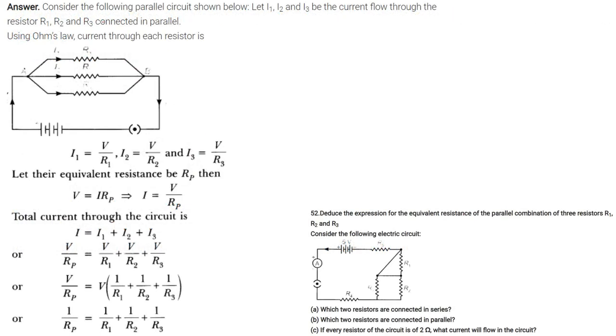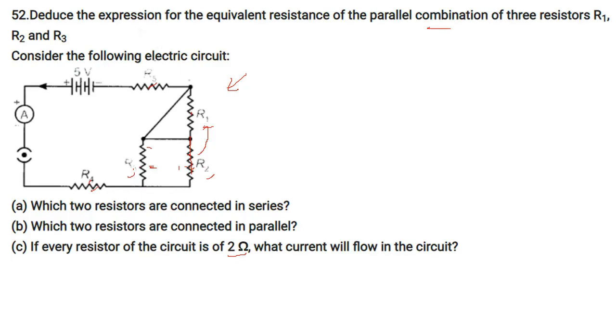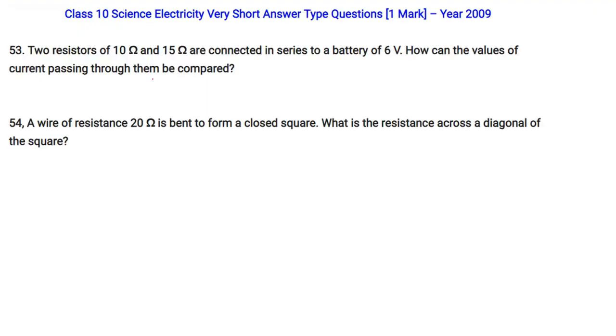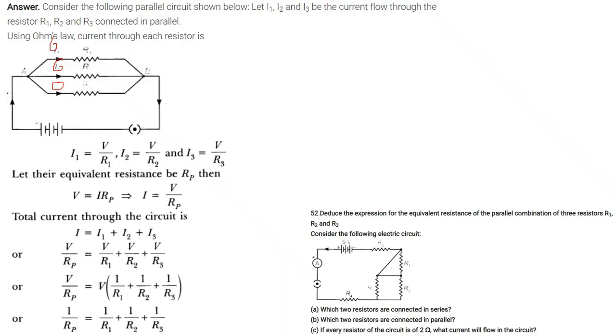We consider the following circuit like this. Let we have I1, I2 and I3 as the currents which are passing. So first, before going to this part of the question, we have to deduce the expression for the equivalent resistance of parallel combination. So first we'll try to solve this. These three are in parallel, R1, R2, R3. So we'll try to find out the equivalent resistance formula.